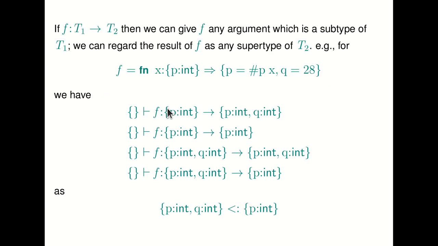So now here's another example of how this works. If we have this function f x p colon int to, it builds a record using the first element of that p, then there are many valid types we could give it. We could say it's a function which takes a p int and gives you a p int to a q int. Or we could say, as soon as we see this, we can apply subsumption and forget that this q field even existed, and then we get p int to p int. Or we could say, what if we gave this function f a record with extra fields in it, like say a q, then it would be p int q int to p int q int. And all of this arises from the fact that p int q int is a subtype of p int.